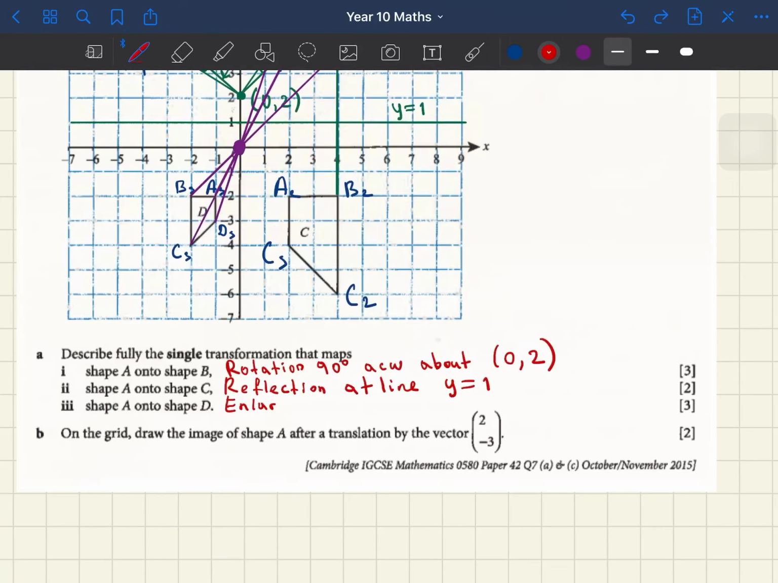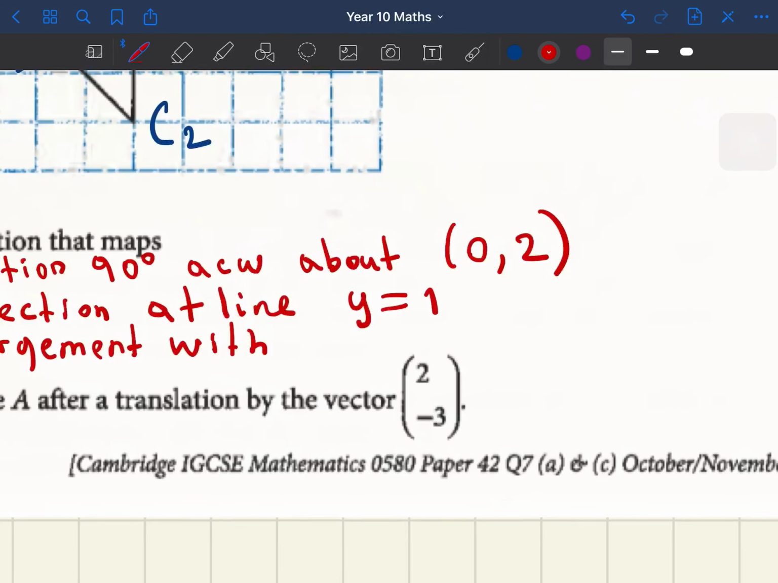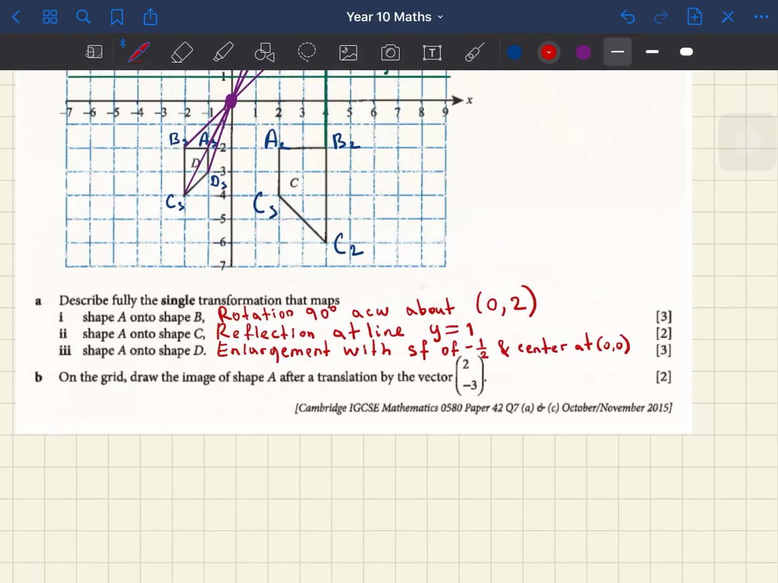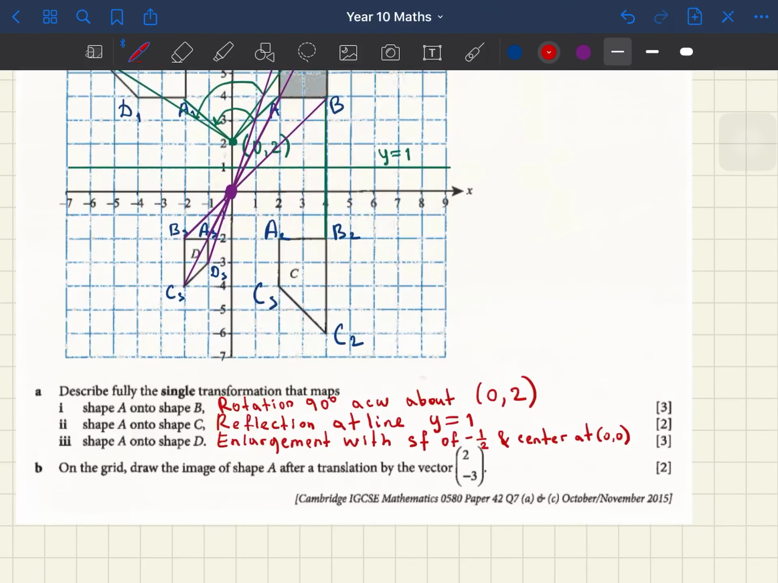Enlargement with, so this is not a new word for you for sure. Enlargement with scale factor of -1/2 and center at 0, 0. Okay. And last one on the grid, draw the image of the shape A after translation by a vector 2, -3.